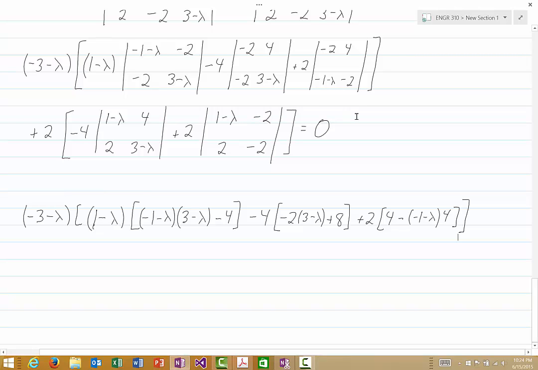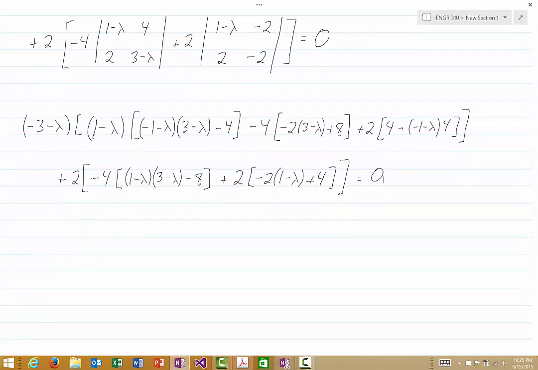And then let's remember the second line here. So we have plus 2 times negative 4 times 1 minus lambda times 3 minus lambda minus 8 plus 2 times negative 2 times 1 minus lambda plus 4 equals 0. And we're getting there. Minus 3 minus lambda. And now let's multiply out what we have here inside this bracket.